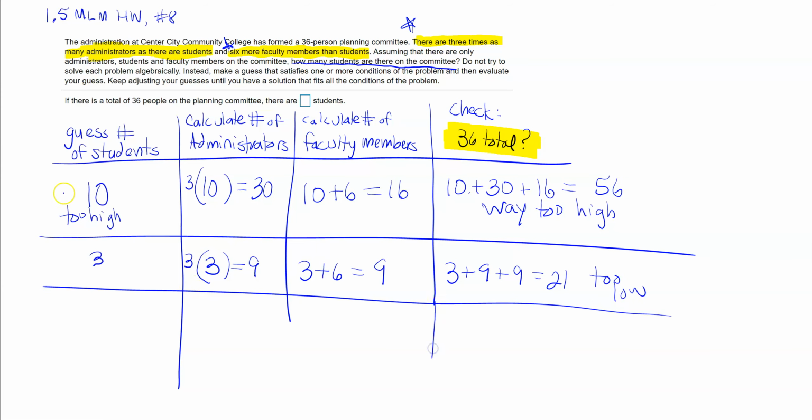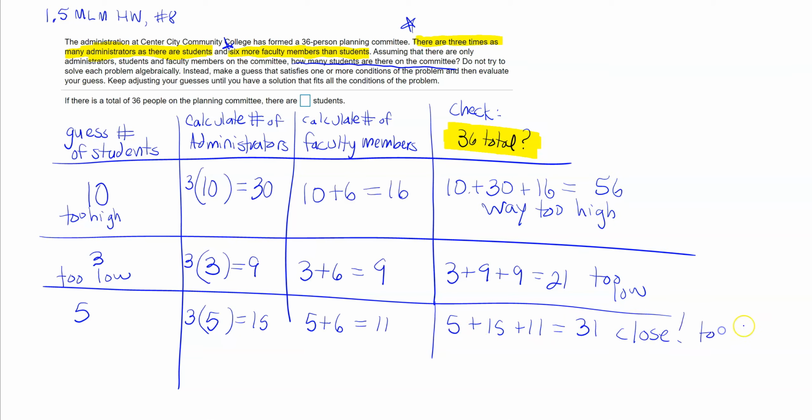So 10 was too high. 3 is too low. Let's try 5. Okay, I'm going to take 5 students and triple it. That would give me 15 administrators. I'm going to take 5 students and add 6 to it. That would give me 11 faculty members, and I'm just going to add those up and check if I really get 36. So when I add this up, what does that give me? That gives me 20 plus 11. Oh, I'm getting closer, 31. It's close, but it's still too low.